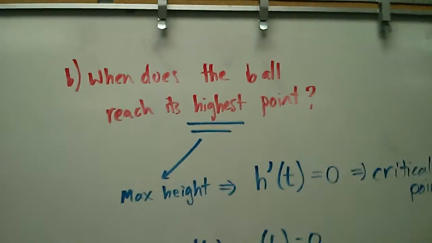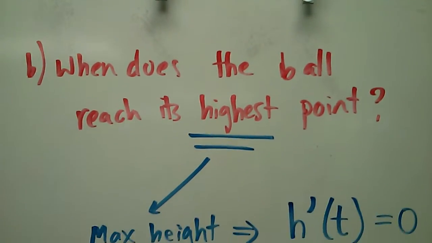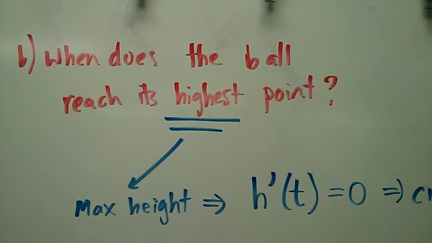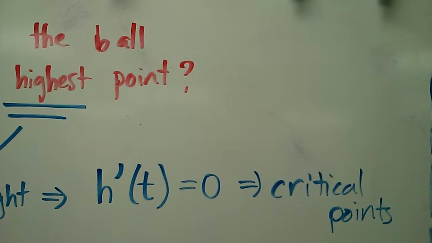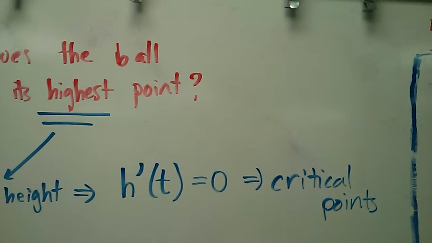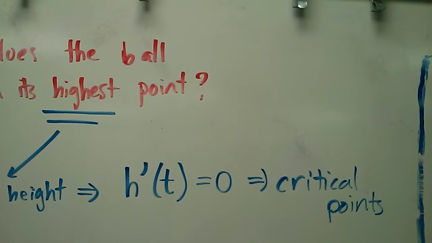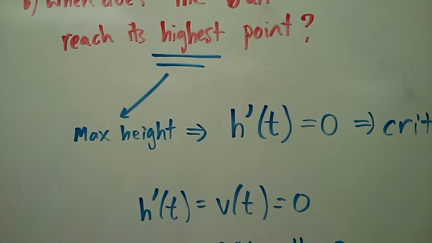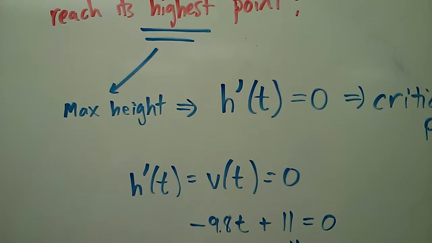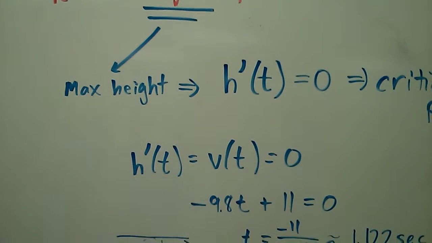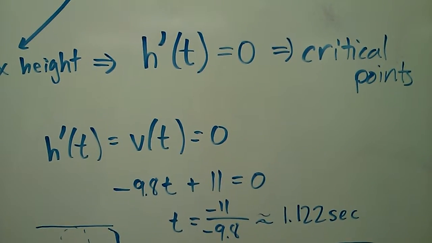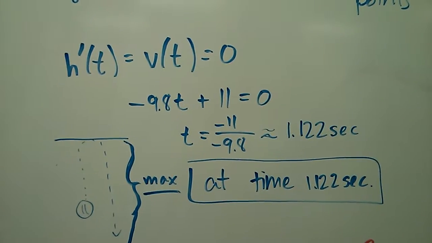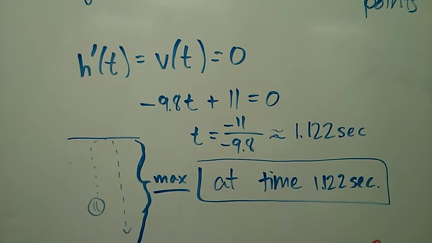Part B says, when does the ball reach its highest point? So highest tells us maximum height, which means the derivative of the height function equals 0. That gives us critical points where we have maximums and minimums in our height graph. Our derivative of height is velocity, so we're going to see where our velocity is equal to 0, or negative 9.8t plus 11. Solving that for 0, we get 1.122 seconds. So the maximum height is at a time equal to 1.122 seconds.